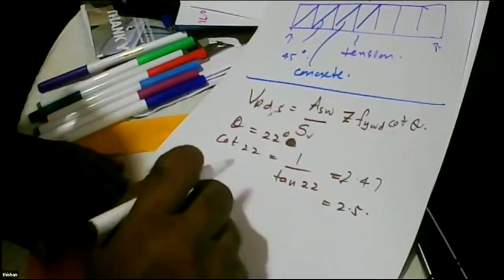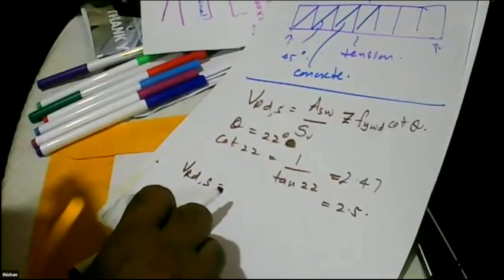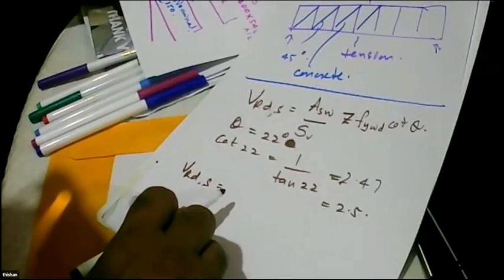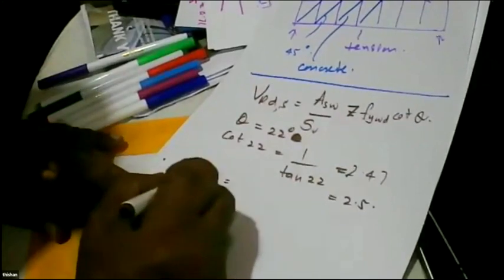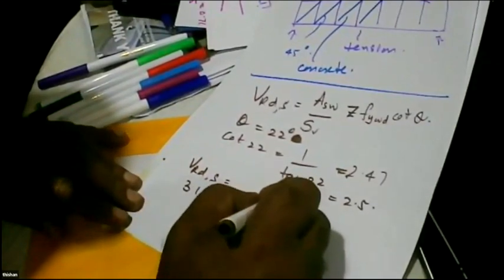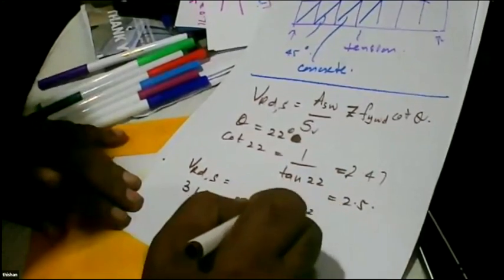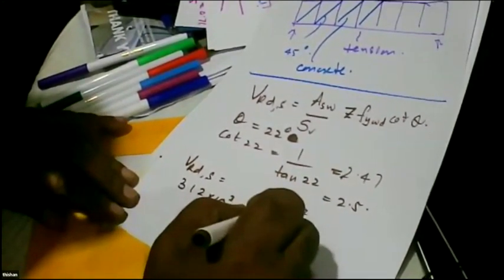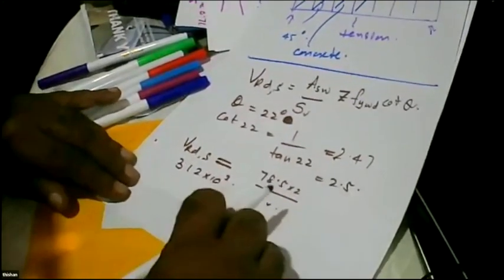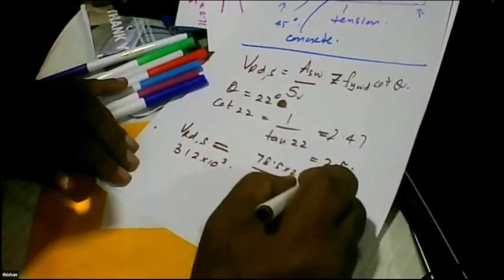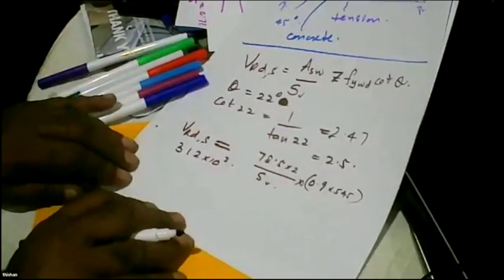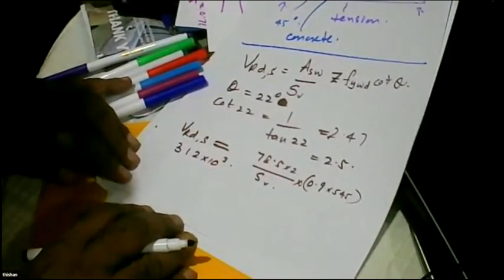So, shall we use the value that we got? What is the value that we used in the last example? We used VS, 312. So, let's say this 312, times 10 to the power 3. ASW is 78.5 into 2, that is 157. SV we don't know; we would like to find it. Is it 0.9 times D? That means the lever arm, which is considered as 0.9 D in shear calculations.